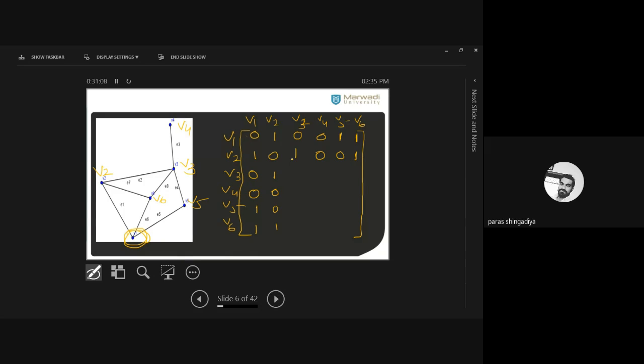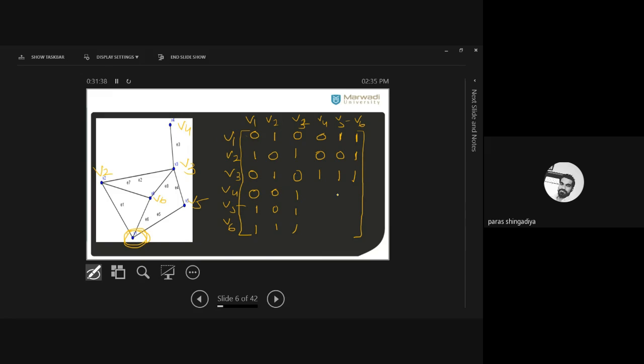Now V3 to the rest of all. Okay, so V3 to V1 is already checked. V3 to V2 is already checked. Now V3 to V3 is 0. There is no loop at the third vertex. V3 to V4, yeah, that is one edge. So right here 1. V3 to V5 is also 1. And V3 to V6 is also 1. Okay, that is the third row as the third column.